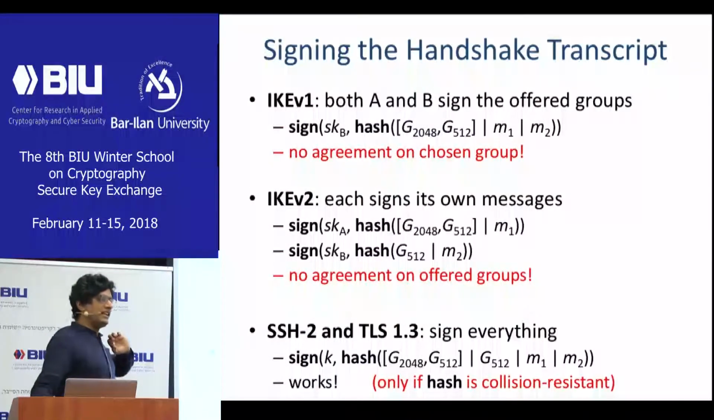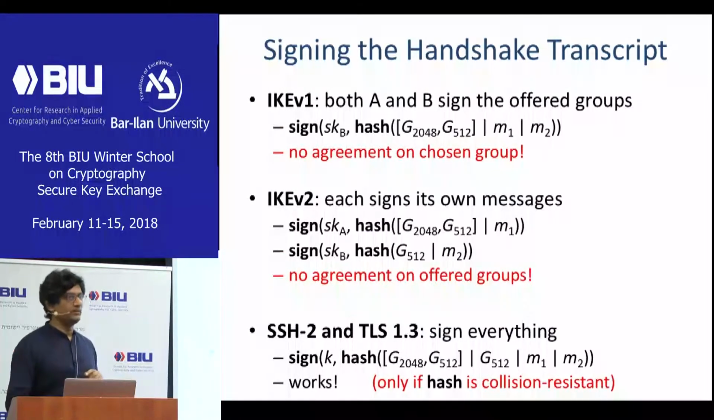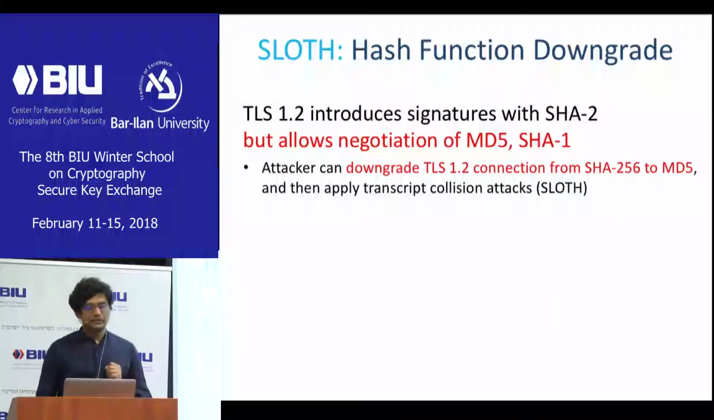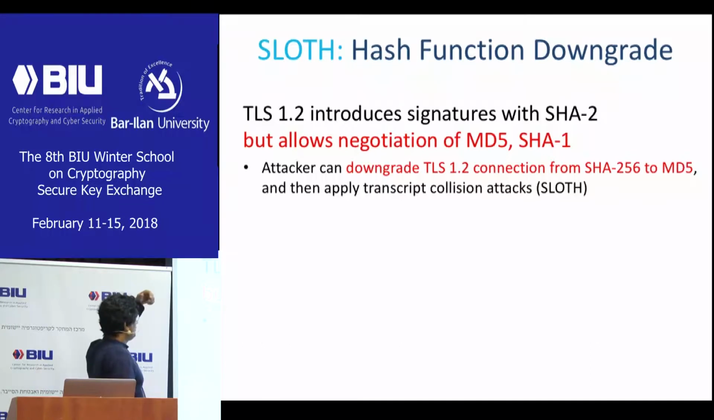Okay, let's assume that we're signing everything like in TLS 1.3. So the signature is giving us full downgrade protection. What about the hash function that is used in the signature? Is that negotiable? Of course it is, right? So remember that TLS 1.2 introduced the signature algorithms extension, which allows you to choose SHA-2, but also allows you to negotiate MD5, SHA-1, and so on.